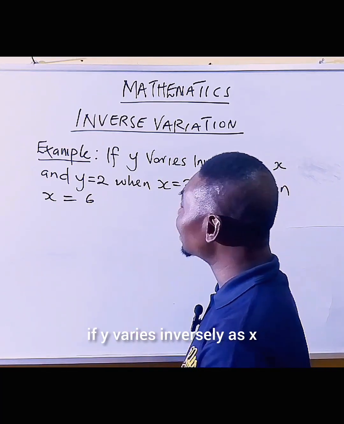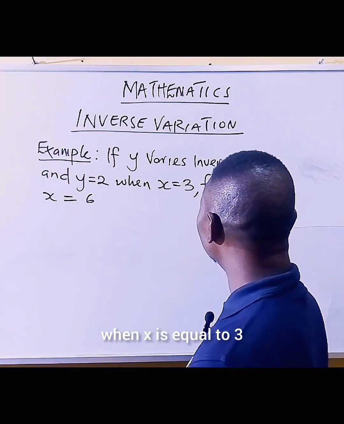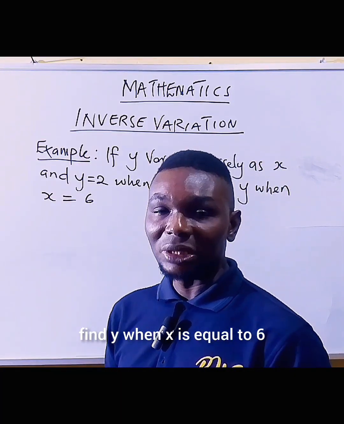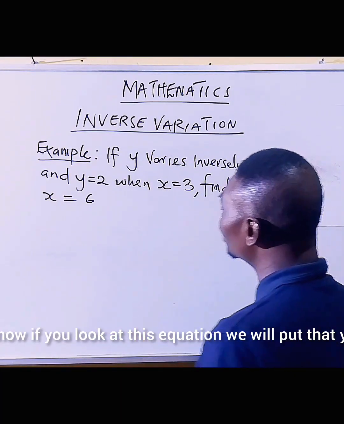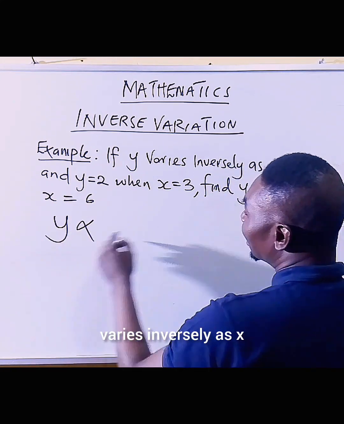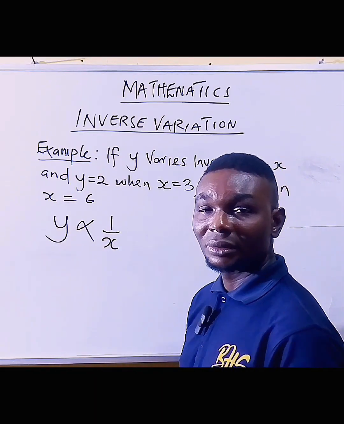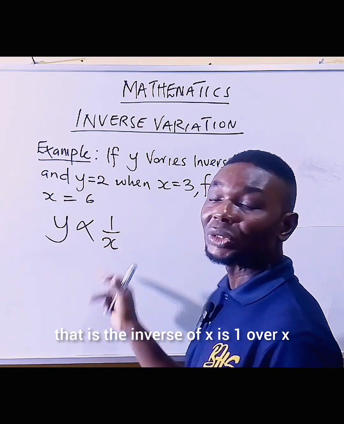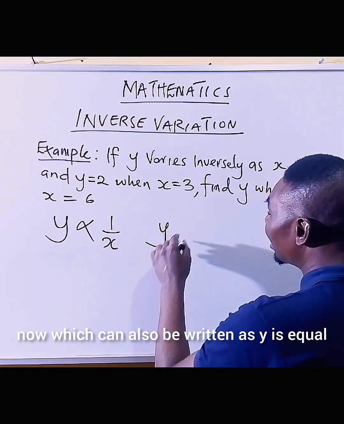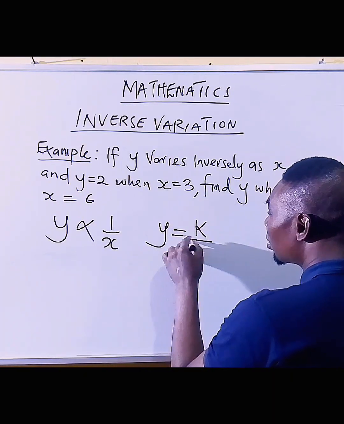If y varies inversely as x and y is equal to 2 when x is equal to 3, find y when x is equal to 6. If you look at this question, we were told that y varies inversely as x, that is 1 over x. That is, the inverse of x is 1 over x, which can also be written as y is equal to, introduce the constant of proportionality, k over x.